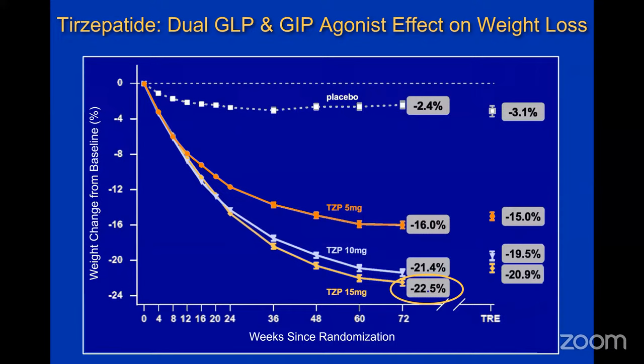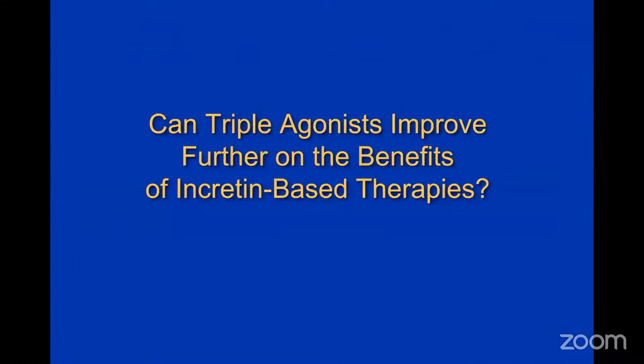Well, this is what happened. When tirzepatide was studied over 72 weeks, the mean weight loss was 22%, median weight loss was 22.5%. That's in the same range as Roux-en-Y gastric bypass. So it's twice the weight loss seen with semaglutide. And that's at the top dose of 15 milligrams, which, by the way, is actually better tolerated than semaglutide.